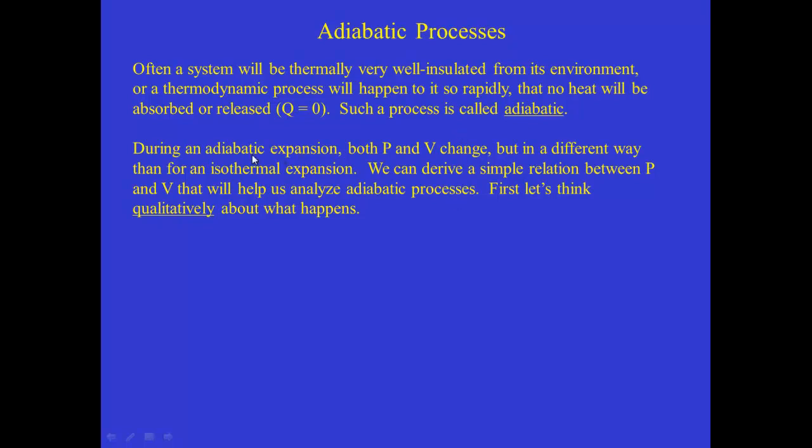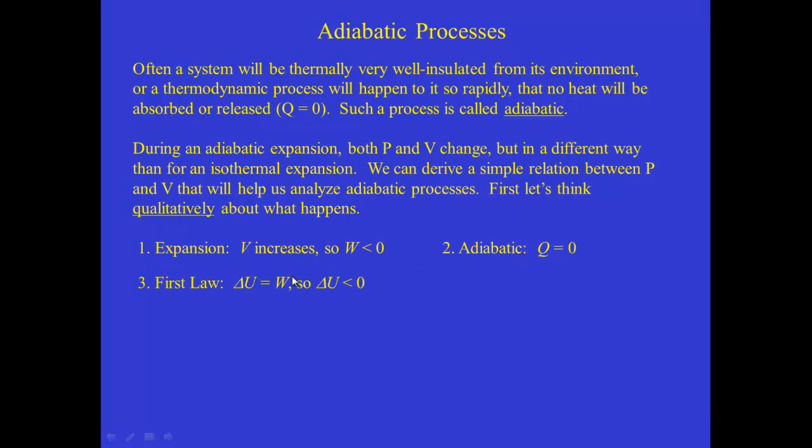So first, let's consider an adiabatic expansion. Expansion meaning the volume goes up, and let's think qualitatively about what happens so that we can draw a PV diagram to illustrate the adiabatic expansion. So, what happens first? V increases. And if V increases, that means the work done on the gas is less than zero. The work is negative. The gas is pushing out, and so that means the work done on the gas is negative. Now, it's adiabatic, so just by definition, we know that Q is equal to zero.